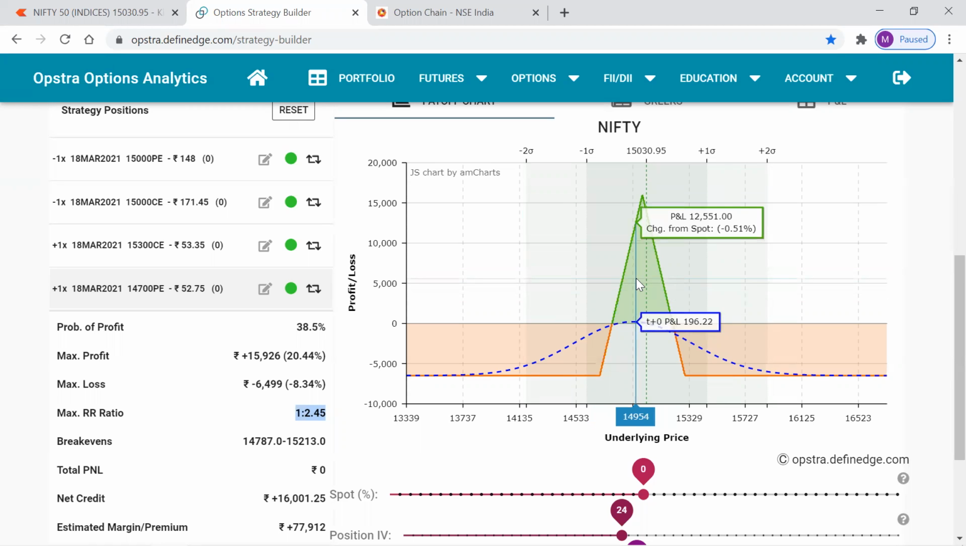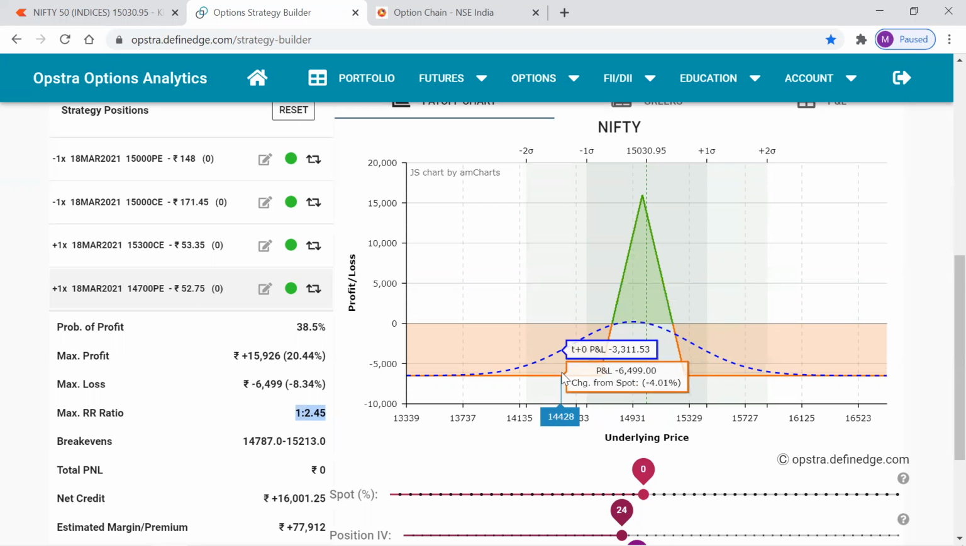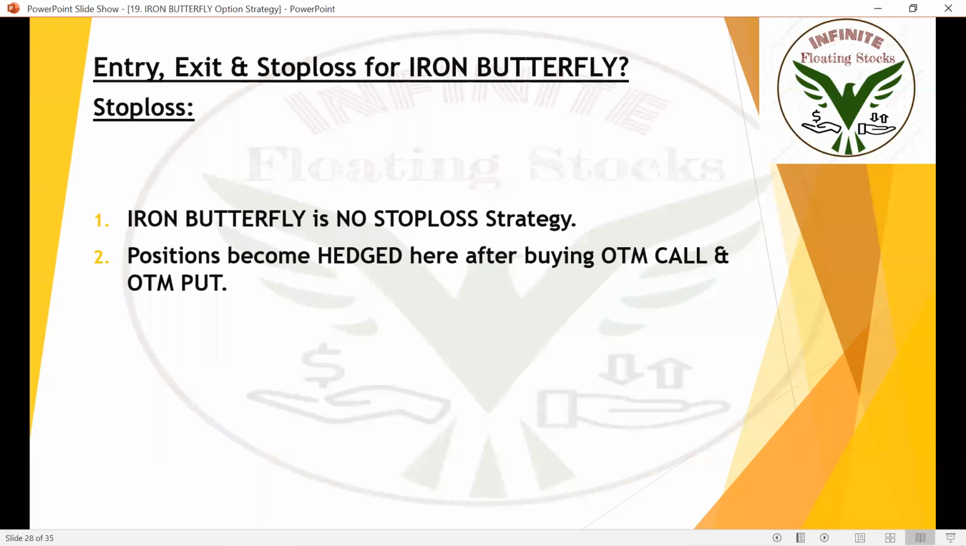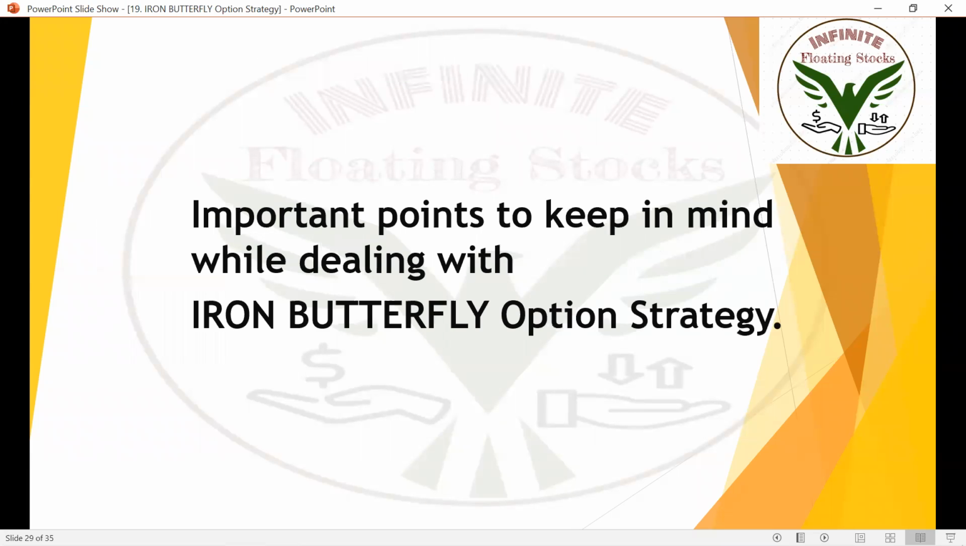Even if the market breaks the boundaries and comes out of it, don't worry, because we have already limited risk here. We have converted unlimited risk to limited risk. So don't worry about your money because the risk is limited. Positions become hedged after buying the OTM call and OTM put, so we do not worry about our positions anyway. The risk is limited and the reward is also limited.